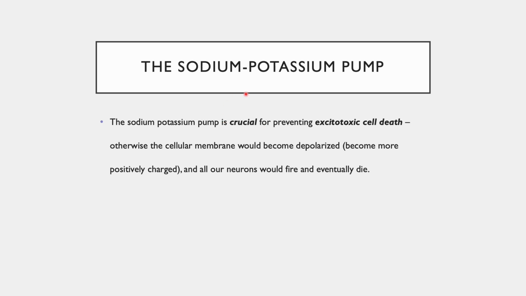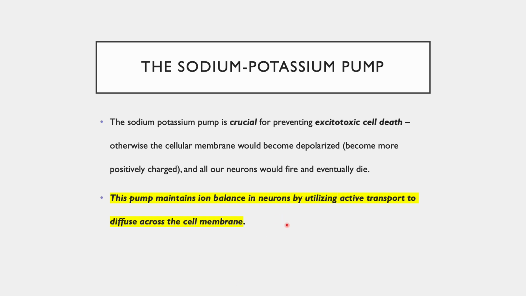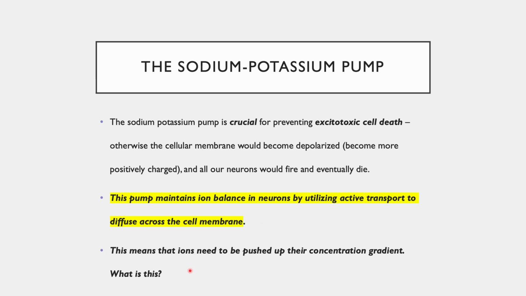It's very important that sodium and potassium are regulated because this could prevent excitotoxic cell death. Otherwise, the cellular membrane would become depolarized or positively charged too often, causing cells to fire and eventually die. This pump maintains ion balance in neurons by utilizing active transport across the membrane. If you remember previously, we discussed that active transport requires an energy source. So this means that ions need to be pushed up against their concentration gradient.